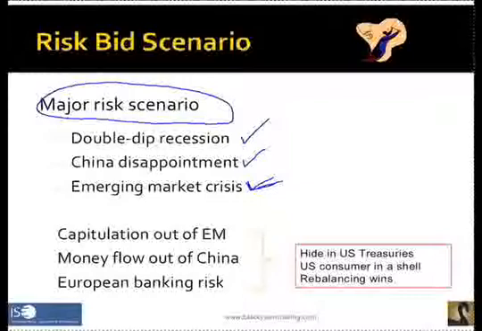If that were the case, it would spread into Europe proper in the Eurozone, and it would be a major global risk bid scenario that would help the dollar, because you'd see capitulation out of emerging markets. Money would start to come out of China, because China is really an emerging market when you think of it in terms of size from the financial market standpoint, and European banking risk. And those are our key major risk bid scenarios that could come into play. But as I said, they're number 3 at the moment.